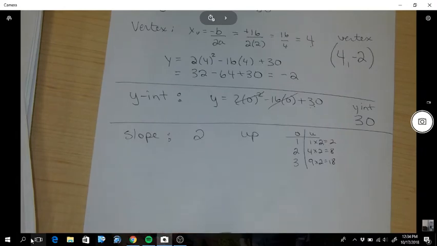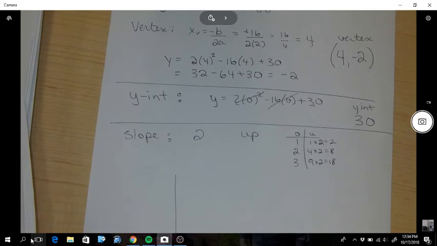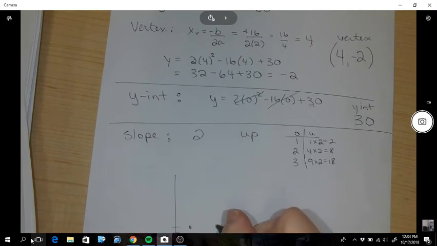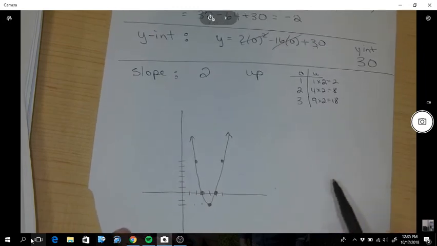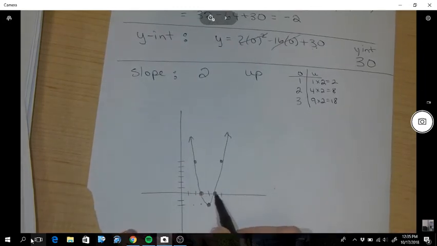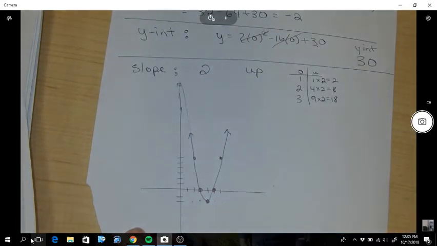So what does that look like? 1, 2, 3, 4, -2. So this is going to go over 1, up 2, over 1, up 2, over 2, up 8. Your y-intercept at 30, sorry, I probably didn't have that on the screen. Your y-intercept of 30 makes sense. It's going to keep going and cross up here at a height of 30.